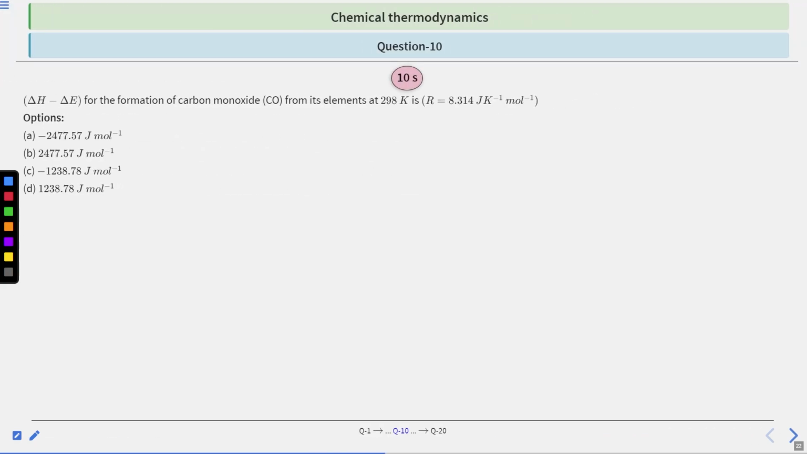Moving on to question number 10. Del H minus del E for the formation of carbon monoxide from its elements at 298 Kelvin is. The value of R is given. Options are minus 2477.57 joule mole inverse, 2477.57 joule mole inverse, minus 1238.78 joule mole inverse, or 1238.78 joule mole inverse. You have 10 seconds to solve this question. After that, we will see the answer.